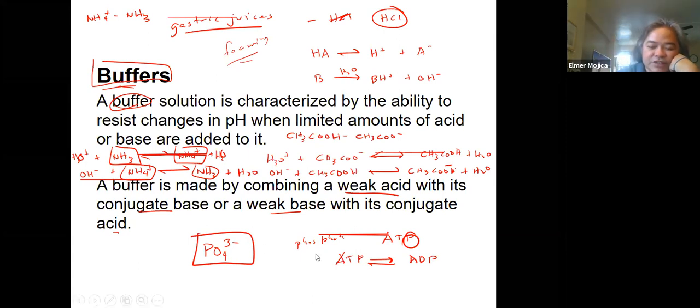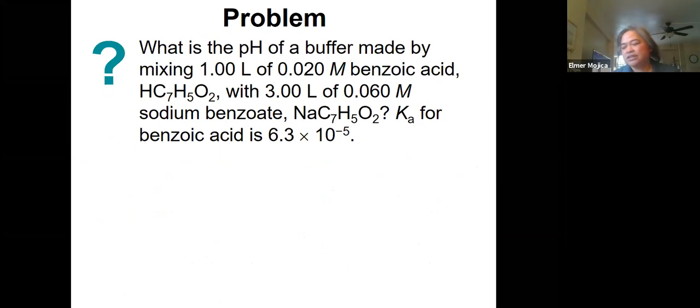So let's try to see how we determine the pH of a buffer system. For instance, a buffer is made by mixing 1 liter of 0.020 molar benzoic acid with 3 liters of 0.06 molar sodium benzoate, given the Ka for benzoic acid as 6.3 times 10 to the negative 5. So how are we going to solve this?